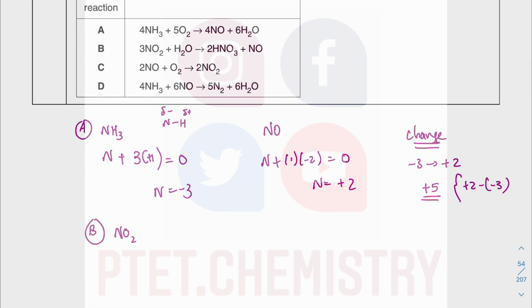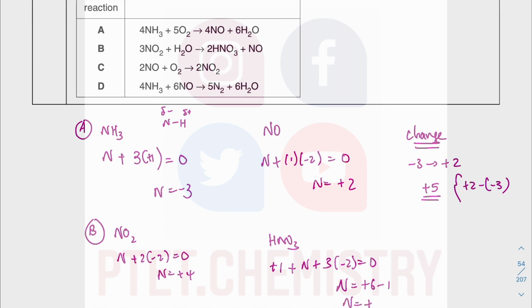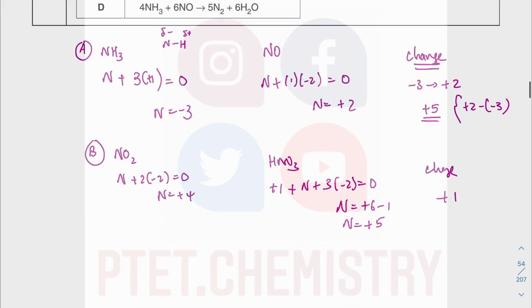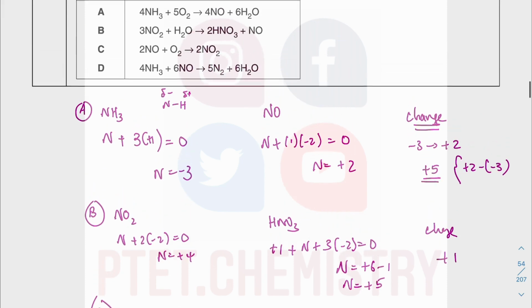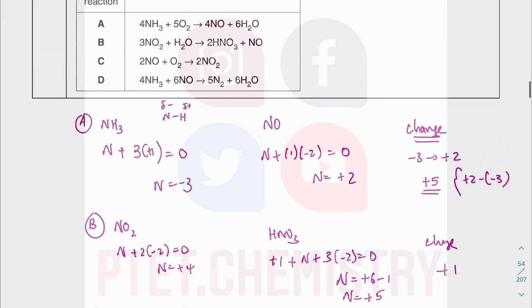Next bit, I have the NO2 on the left and HNO3 on the right. The NO2 is going to give me nitrogen plus 4. The hydrogen is plus 1, plus nitrogen, plus 3 times minus 2 give me 0. So the nitrogen there is going to give me plus 5. So the change is going to be plus 1 there. So plus 5 is definitely bigger than plus 1, but I cannot say it's the greatest yet because I need to check for the rest, yeah?